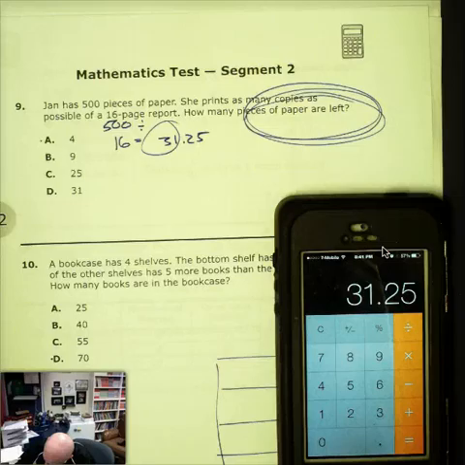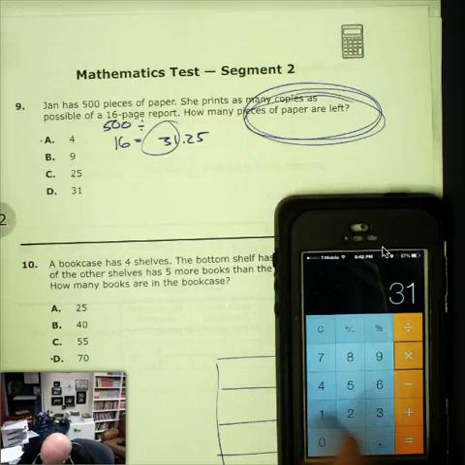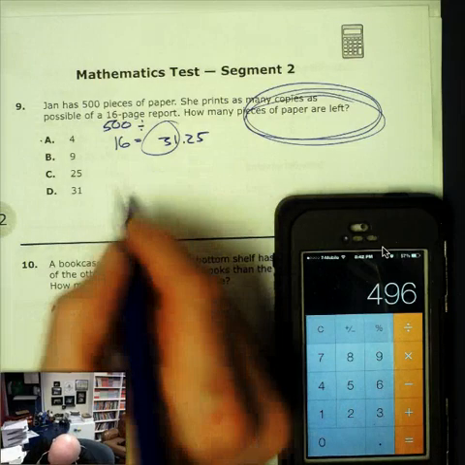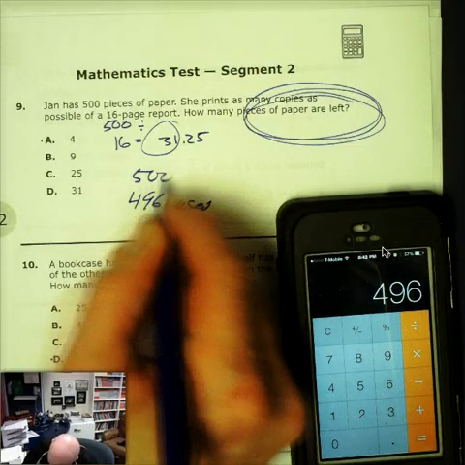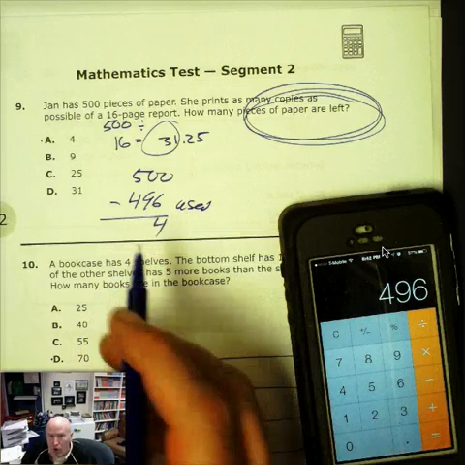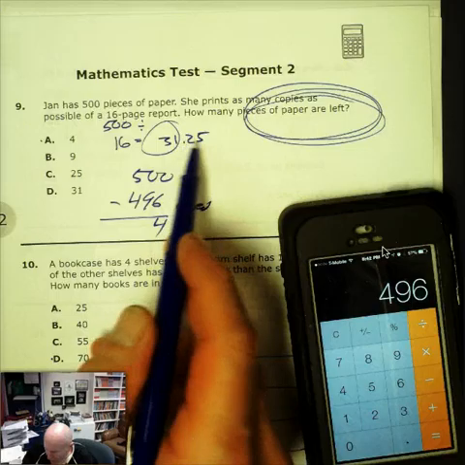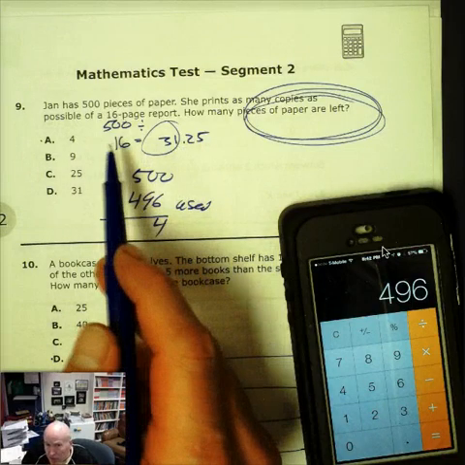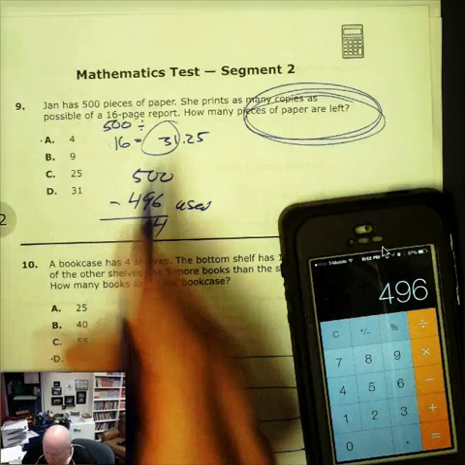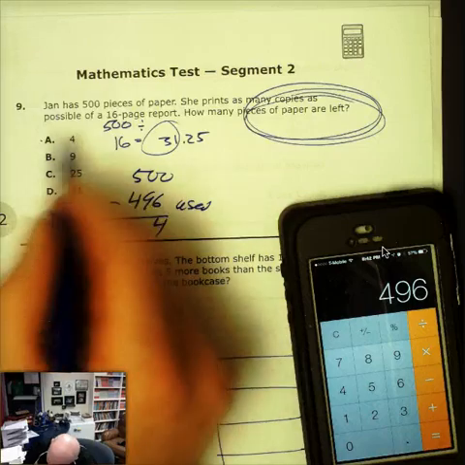Okay, well, if she made 31 copies times the 16, she used 496 pages. Now she had 500, so a simple subtraction shows us that there are going to be 4 pages left over that she can't use. Remember that 31.25? That was a quarter of the report. So I think there'll be something like this on the test where you have to do some multiplication or division and then some adding or subtracting. So A is the correct answer there.